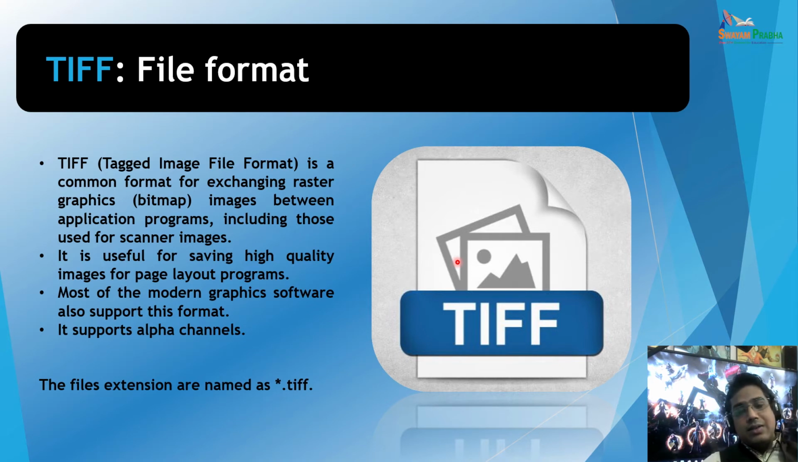Whenever we are saving a file in TIFF, it is able to support the alpha channel. Here you can check out it is able to support the alpha channel. That means it preserves the background transparency also, right? And the color information is never going to deteriorate, never going to decrease in value. So definitely if you are keeping a lot of information, automatically the file size would be high. Most modern graphic software also supports this format.